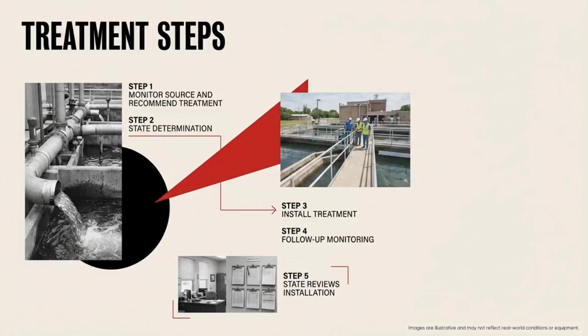Now, if a facility trips that lead threshold, they don't get to just wing it and guess how to fix it. They have to follow an exact, mandatory 5-step playbook. Step 1, immediately monitor the source water. Step 2, formally recommend a specific treatment plan. Step 3, get the state environmental agency to review and approve it. Step 4, actually install the new treatment tech on a strict timeline. And Step 5, do rigorous follow-up testing to prove the fix actually worked.